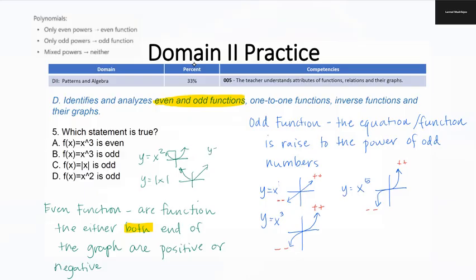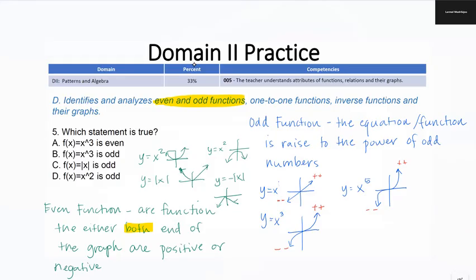y equals negative x squared. So the graph of this is like this. Or y equals negative absolute value of x. So the graph of this is like this. So both of them are either positive going up or negative going down. Okay. So that's the odd and even. So now let's go on with the topic.